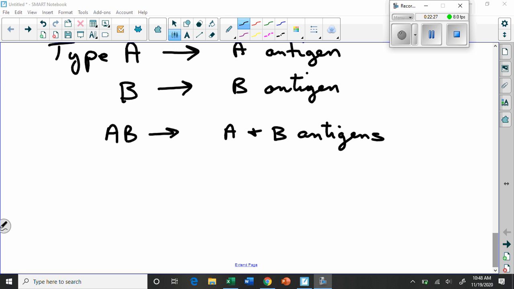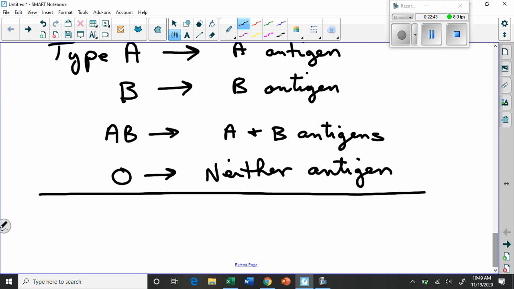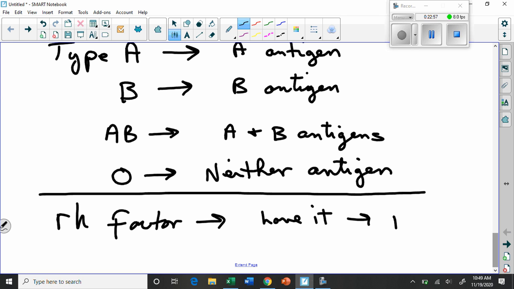Some people don't have any one of these antigens. They have type O blood, which means they have neither antigen. So these are the antigens that determine your blood group. There's also another important antigen called the Rh factor. And those who have it, if you have this on your blood, then you are considered Rh positive. And if you don't have it, you are considered to be negative.